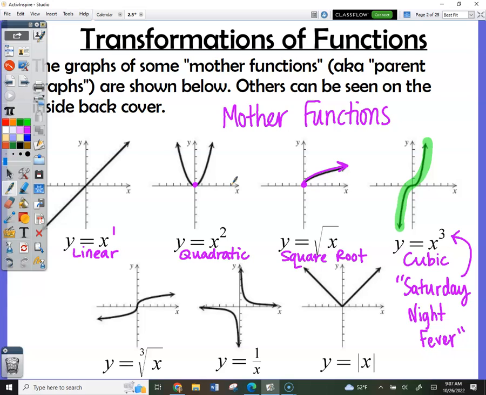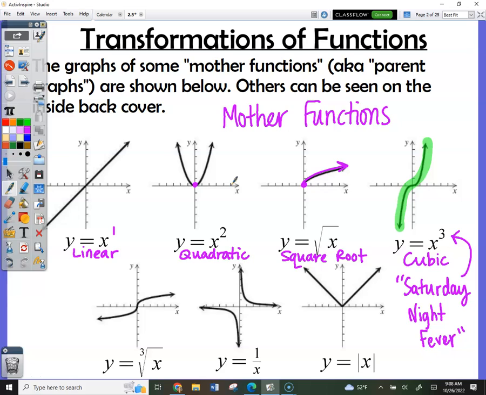But, okay, so I call it the Saturday Night Fever graph, and I want you to always think that the mother function is right arm up, left arm down, okay? Everybody with me? All right.